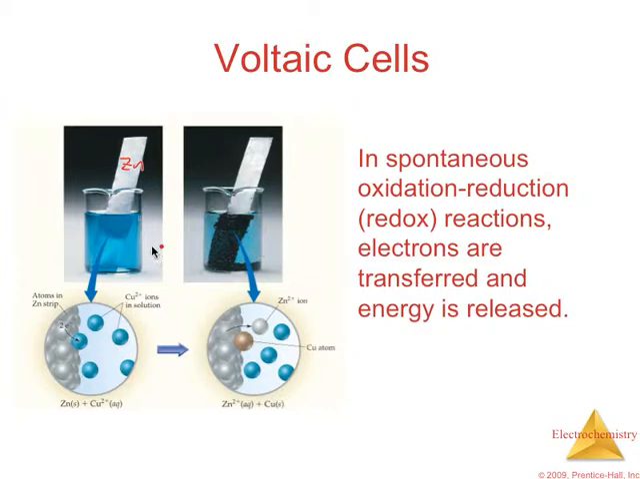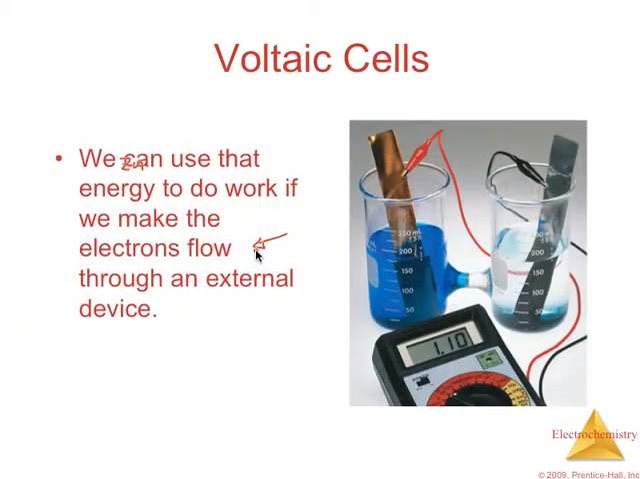Okay, and as time goes, you should notice that this blue gets less intense, and if you let the reaction go long enough, it will actually go to colorless. All right, so it releases energy. We can harness that energy and make that energy do work if we can make the electrons flow through an external circuit. So we set up this kind of cell.